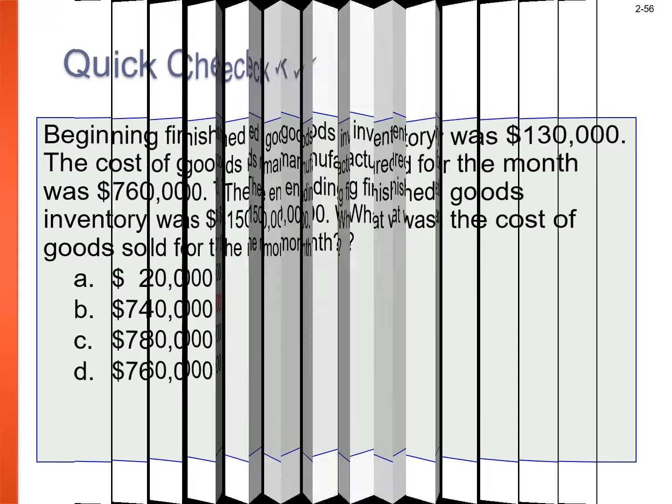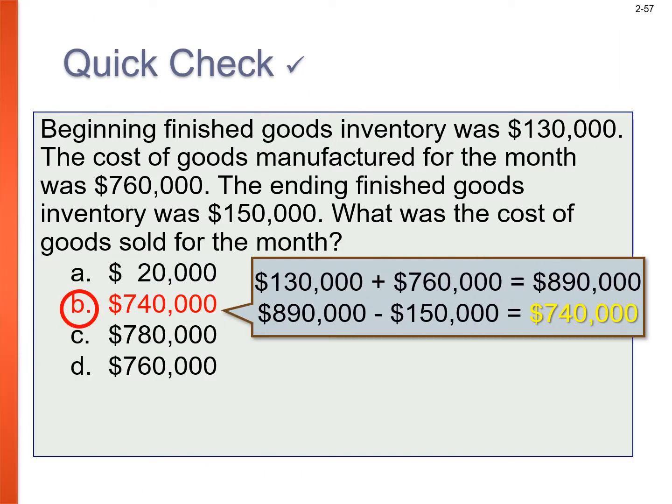Again, the beginning inventory plus the cost of goods manufactured that was transferred to finished goods, $760,000, and then subtract the costs of ending finished goods inventory of $150,000. So you had $890,000 of finished goods. That's how much they cost you to make them for the period you're looking at.